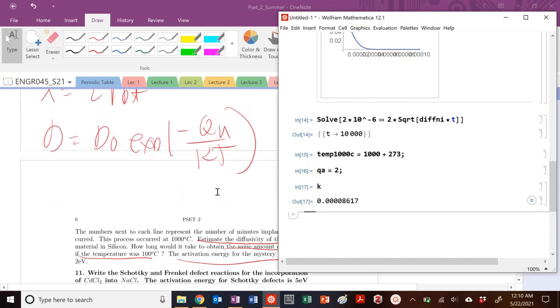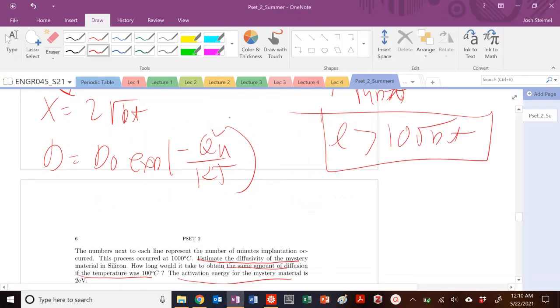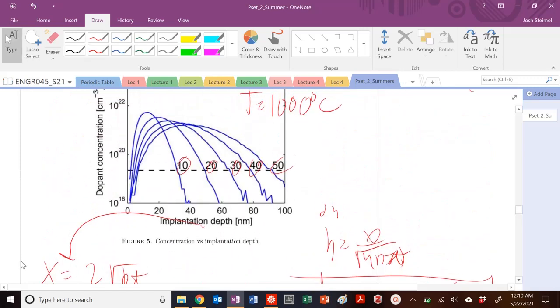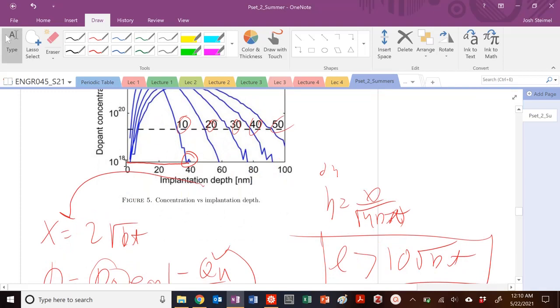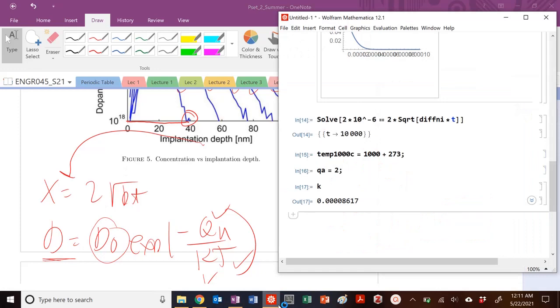So how are we going to solve this problem? We know what QA is, we know what T is, we know what K is, we don't know the diffusivity, so how are we going to figure that out? Well, I'm going to take a standard line here and see that after 10 minutes at 1000 C, if I'm looking at this specific dopant concentration, it penetrates 40 nanometers.